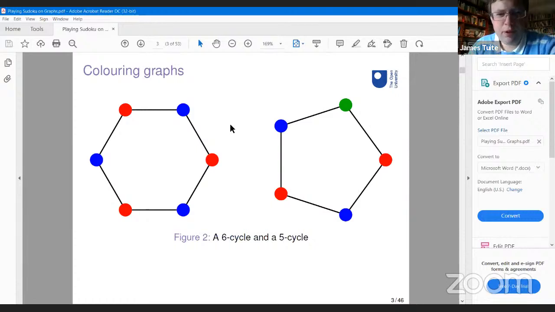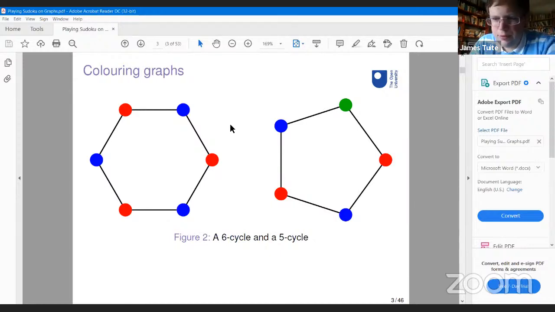So on the left, because the cycle is of even length, we can alternate colors, red, blue, red, blue, red, blue. But because on the right the cycle is of odd length, I can't do that trick. We're going to end up with two the same color. So I'm forced to use an extra color here, which in this case is green. What that means is the chromatic number of the 6 cycle is 2. The chromatic number of the 5 cycle is 3.